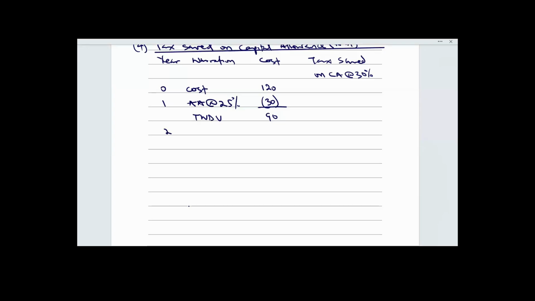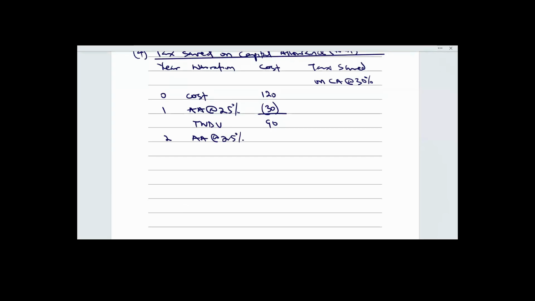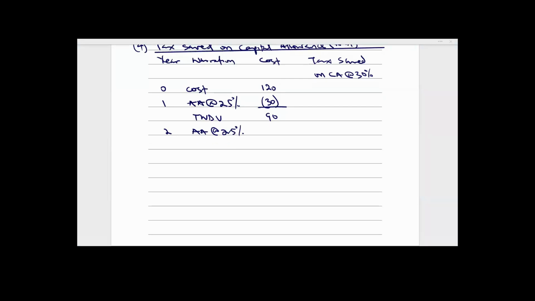I will then move to year 2. I will calculate annual allowance. Remember, annual allowance is the allowance claimable every year until the final disposal of the assets. So every year you are going to be claiming this 25%. So what's 25% of 90? All right, 90 multiplied by 0.25 equals 22.5. 90 minus 22.5 will give us 67.5. All right, so this represents the tax written down value at the end of year 2.